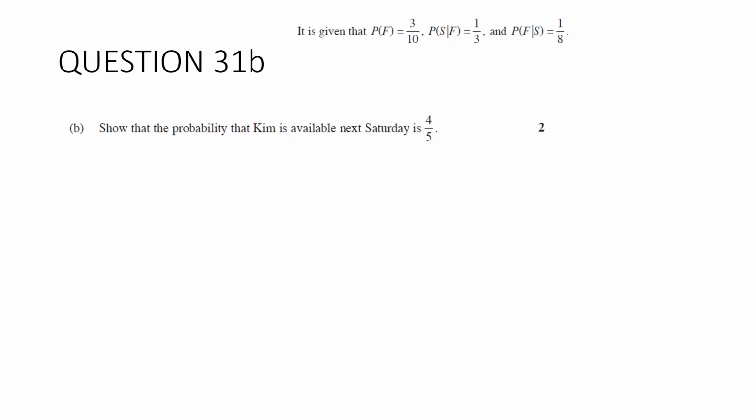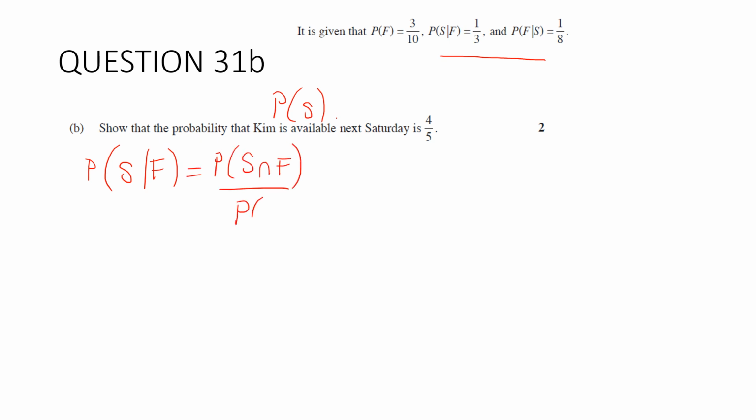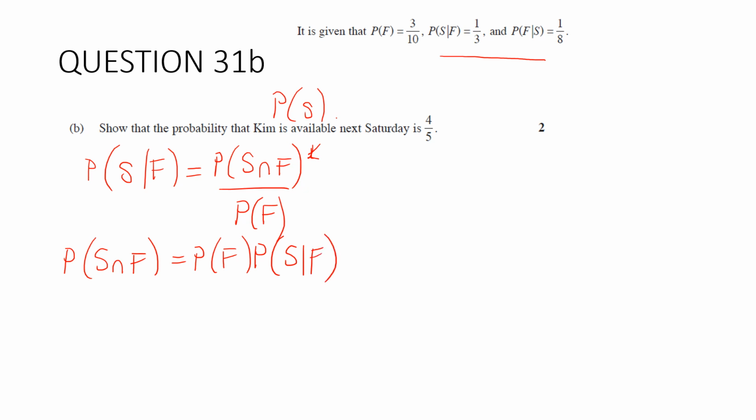So we're going to use these conditional probabilities here. So we want to work out P of S, and we're going to use probability of S given F, which is equal to the probability of S intersection F divided by the probability of F. And we're going to use this to work out this probability here. So P of S intersection F must be equal to P of F times the probability of S given F, which is 3/10 times 1/3, which is 1/10.